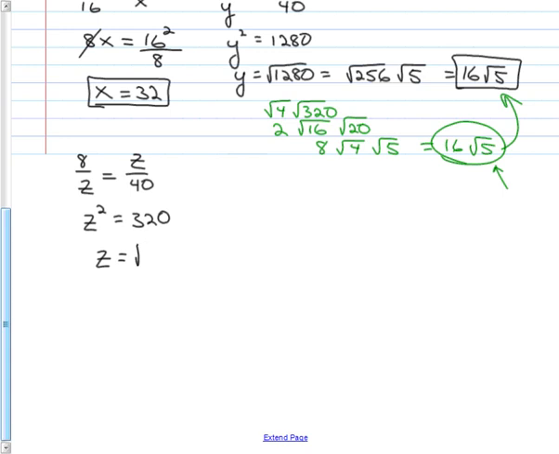Let's see if we can go a little faster. A minute ago, 16 did go into it, but there must be a bigger perfect square than 16. If not, we'll go with that one. I mean, if you can't think of it, it's there.